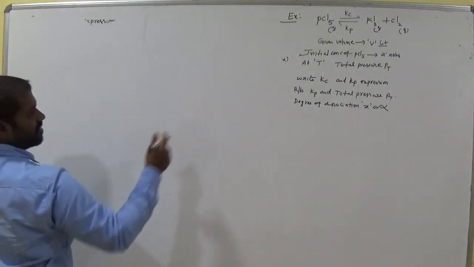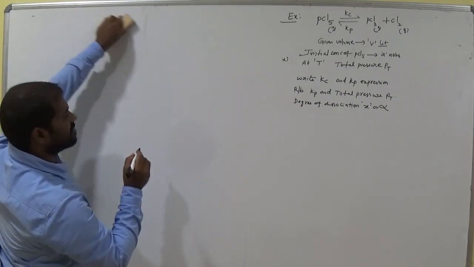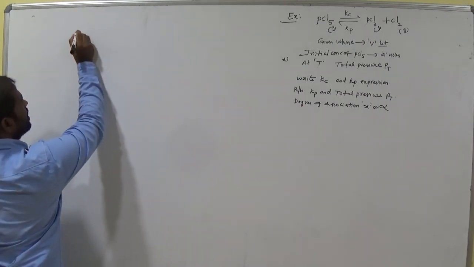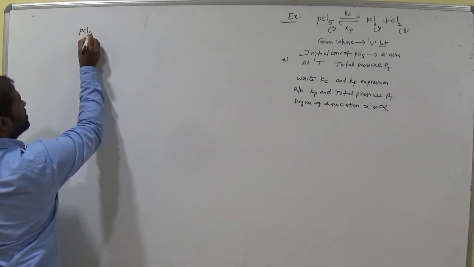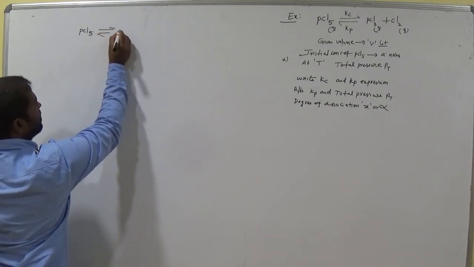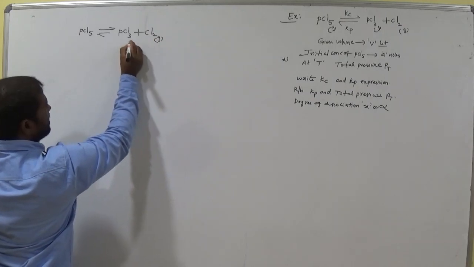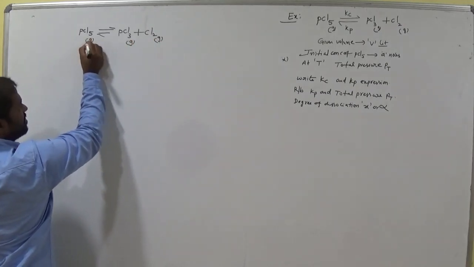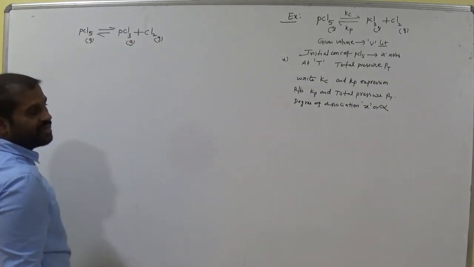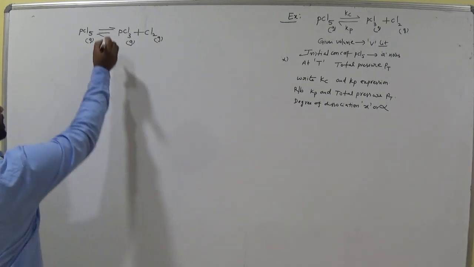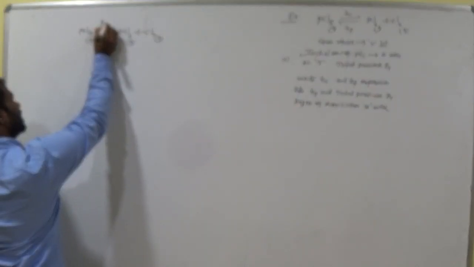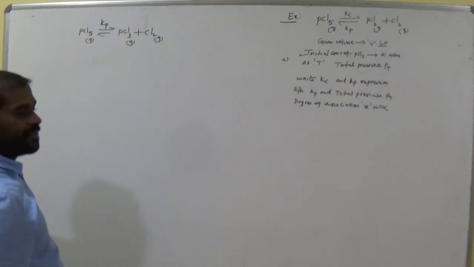Next, come to the Kp expression. The given equation is the equilibrium equation PCl5 giving PCl3 and Cl2. This one is gas, this one is gas, this one is also gas. Is it clear, all of you? So now I would like to write Kp. Kp means equilibrium constant in terms of partial pressure.